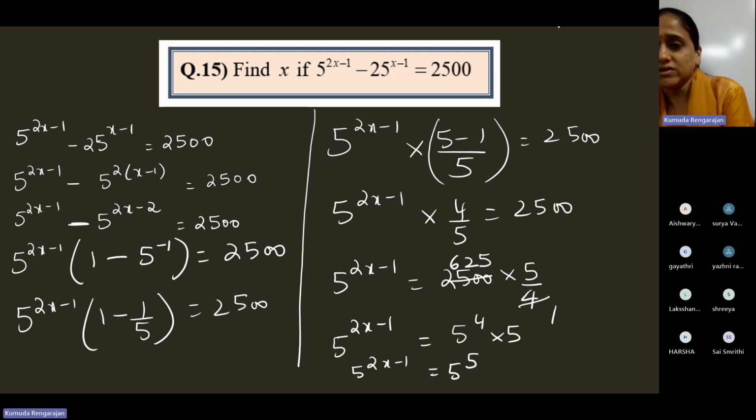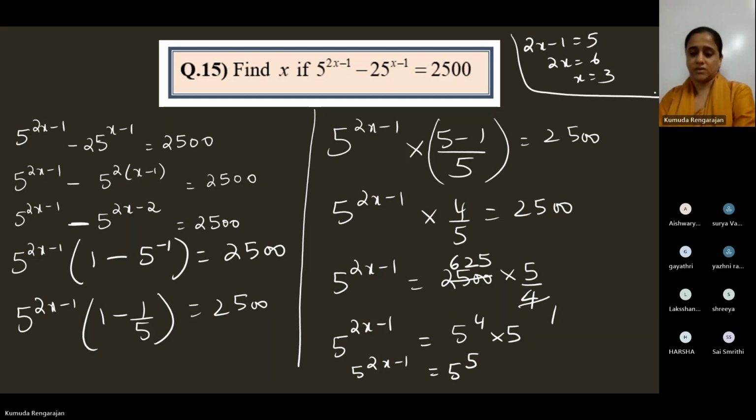Now we equate the powers. Equate the powers. So 2x minus 1 is equal to 5. 2x is equal to 6. X is equal to 3. The bases are the same on both sides, so 2x minus 1 is equal to 5, 2x is equal to 6, x is equal to 3.